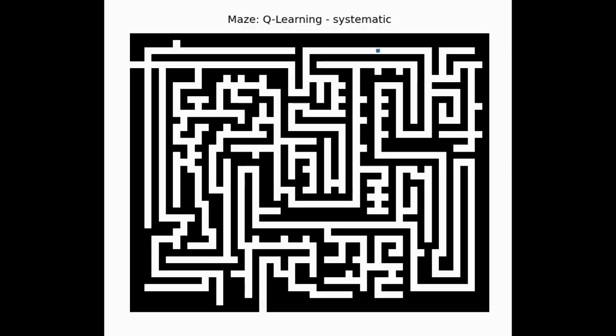But if one runs enough iterations, that is about 200 iterations, and we have a look at the solution, we see that the agent just follows the solution path of the maze, just like that. So the algorithm does work.